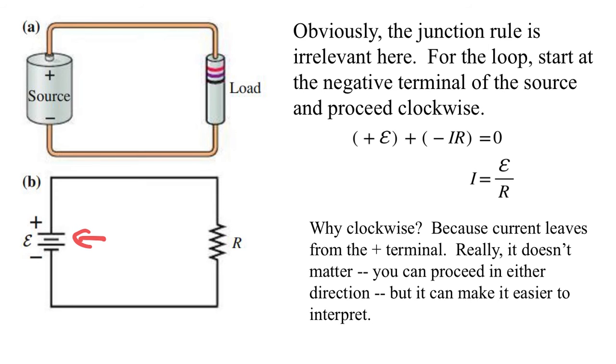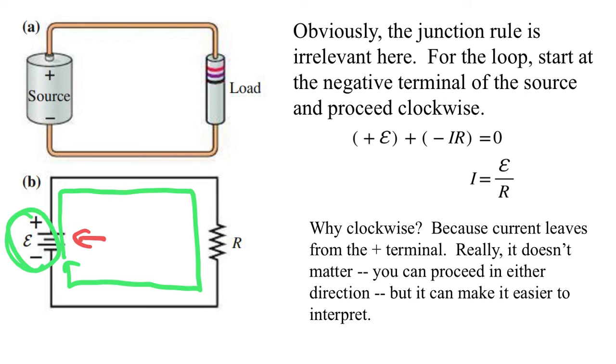So let's take our junction. Let's say we start at the negative terminal of the battery and go around, so we'll start here, and this will be our loop. Then we gain EMF here, and then we lose voltage as we go through the resistor, which is I times R, and so the current must be the EMF over R. Why did I go clockwise? Because current leads from the positive terminal, but it doesn't really matter if we had gone the other way.